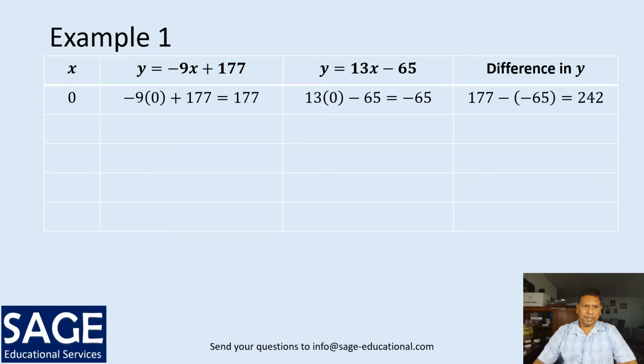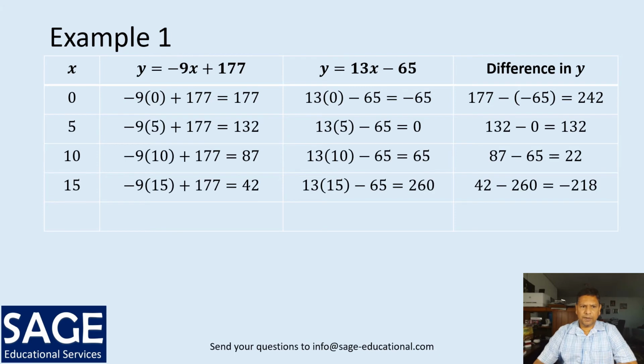And when we put x is equal to 0 in both of those equations, we get y is equal to 177 and y is equal to negative 65. The difference is 242. So we try another value of x. Now, because the difference was so large, what we would do here is count up by 5.